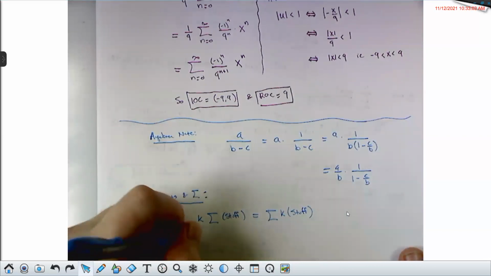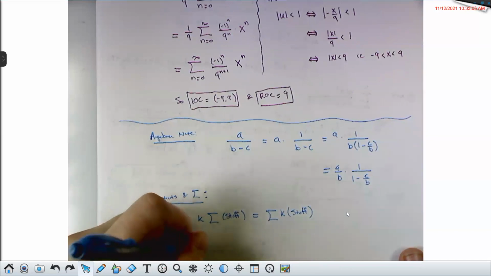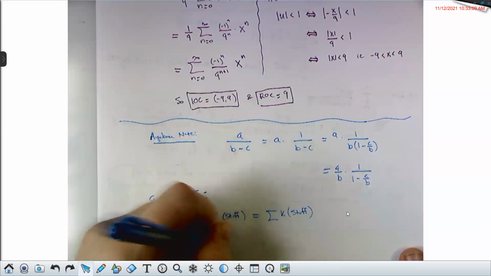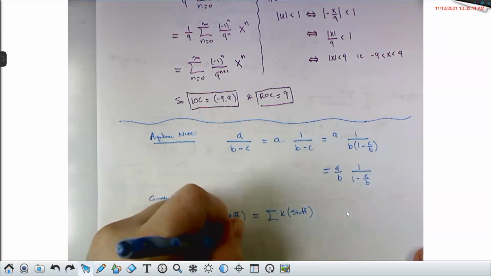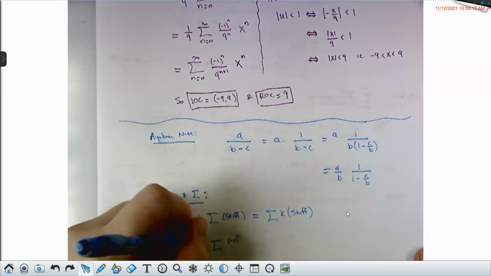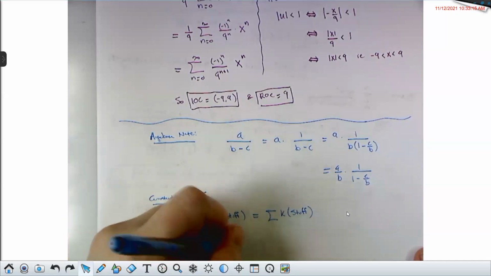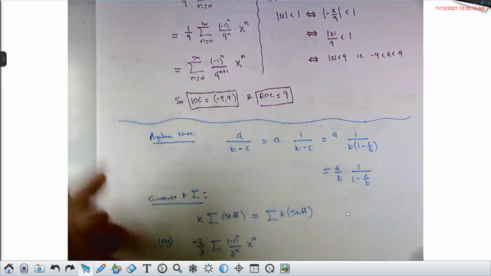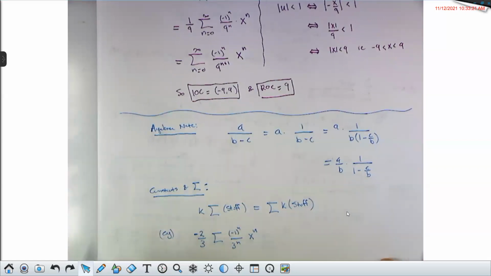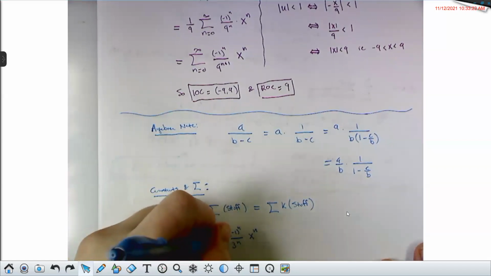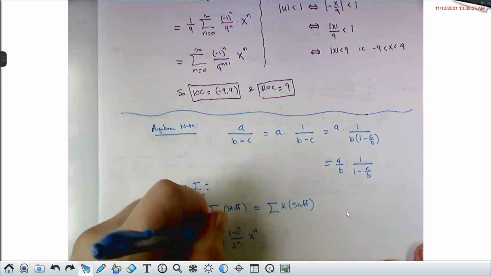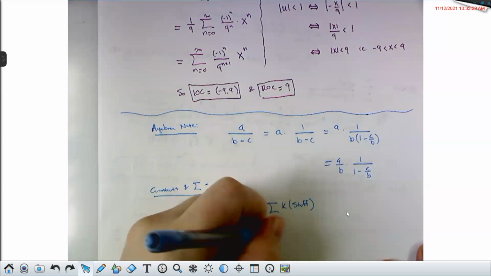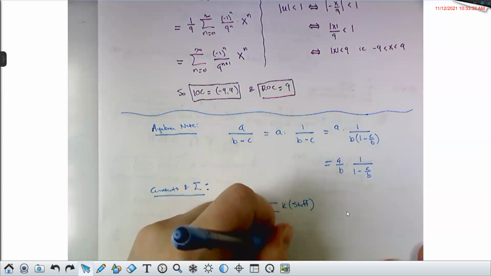So for example, if I have something like -2/3 times sigma of (-1)^n over 3^n times x^n, no matter where the sum is, let's say sigma n from 0 to infinity, because that's usually what we're looking at with power series, then that -2/3 can come inside.